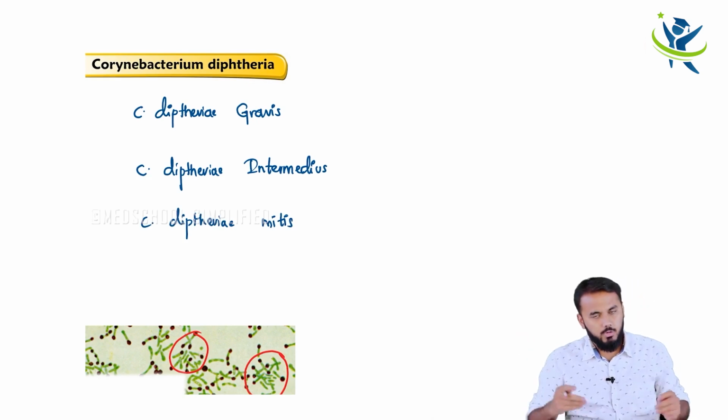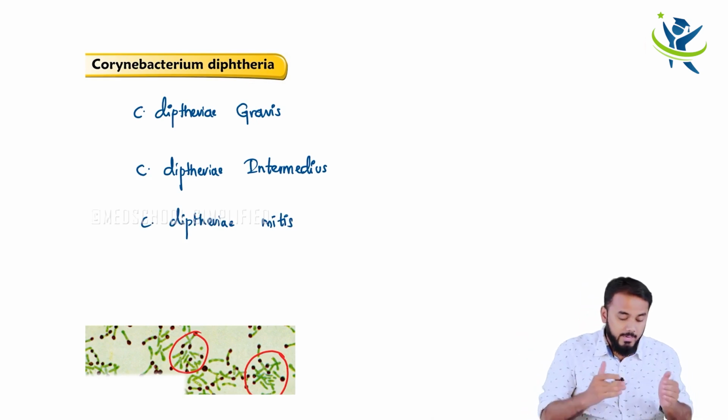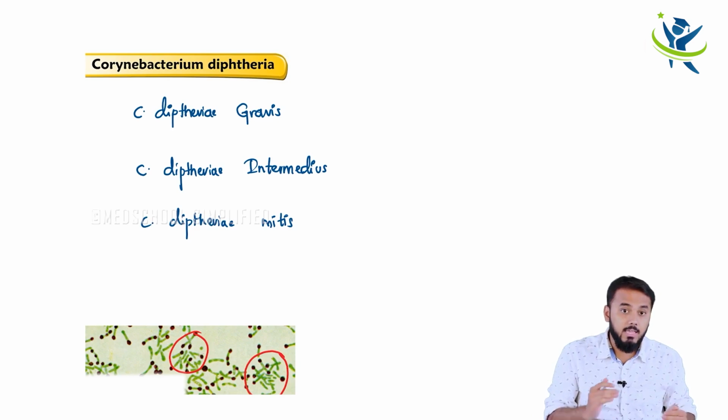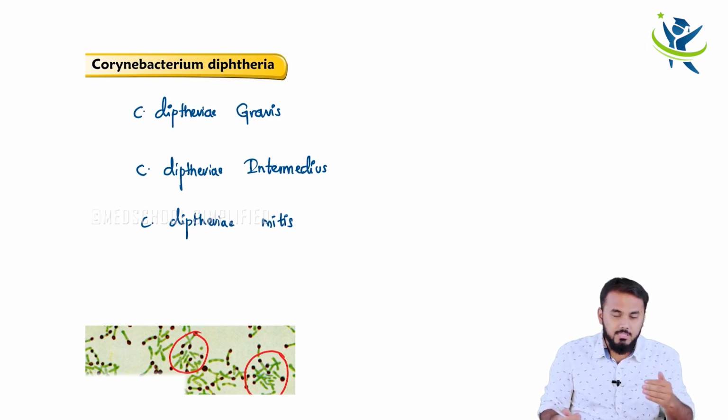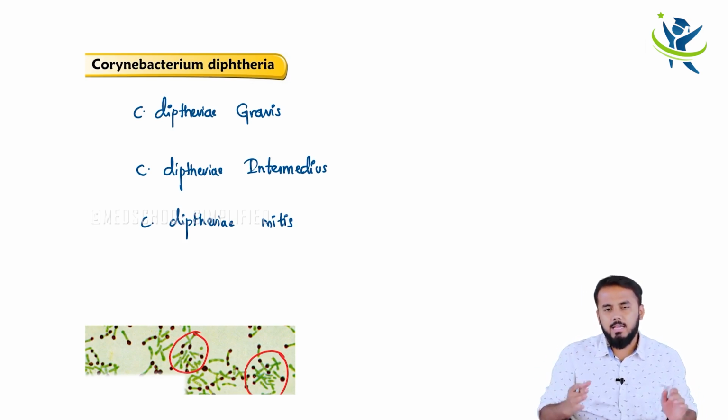I mean, there is also one more type, but that is not that important. But these three, they are pathogenic. You know, they have good severity to cause a disease. So Corynebacterium diphtheriae gravis, Corynebacterium diphtheriae intermedius and Corynebacterium diphtheriae mitis are the different types of Corynebacterium.